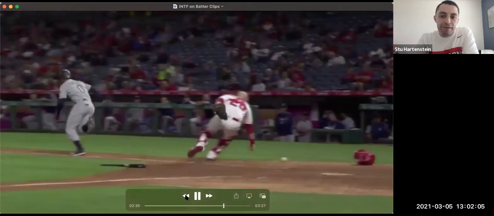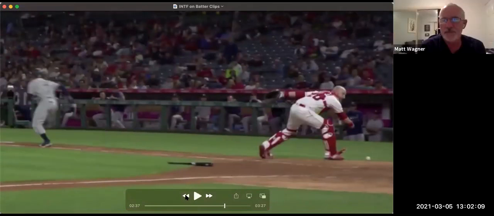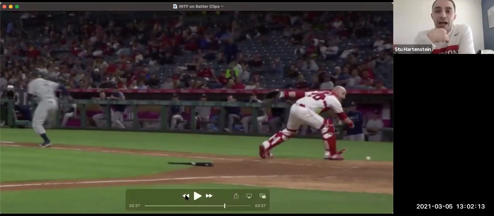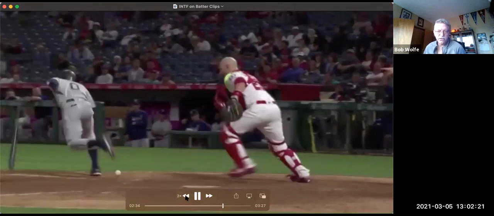What do we have? No interference. Nothing. I got nothing. It was not a cleanly caught ball. Okay. Those of you who said you have nothing, someone tell me exactly why you have nothing here. You can't penalize the runner because a catcher can't catch the ball.